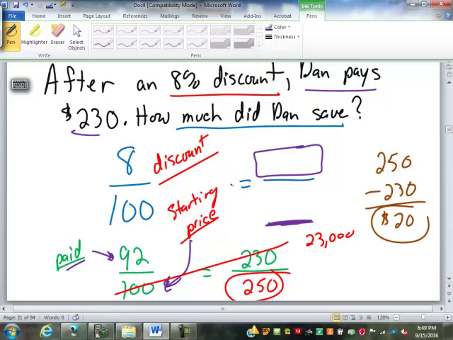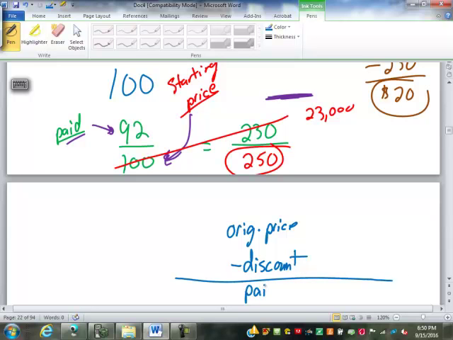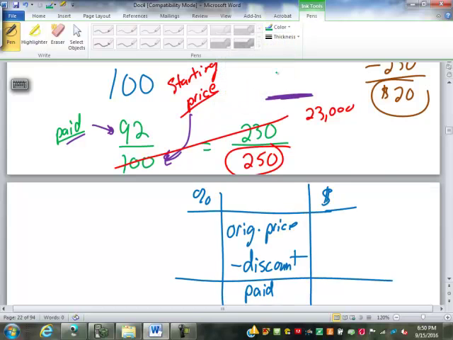Now, I do a lot of messing around here. There's a structure that I use that makes it a little bit easier. And I do it like this. I write out the original price, or the list price, again, whatever words you want to use in there, minus a discount, gives the amount paid, just like we did before. And again, each of those numbers is described by a percent and a dollar amount. We know the amount paid is the $230, so I'm going to put that in there. We know the discount was 8%, so I'm going to put 8 on the percent side of the discount.